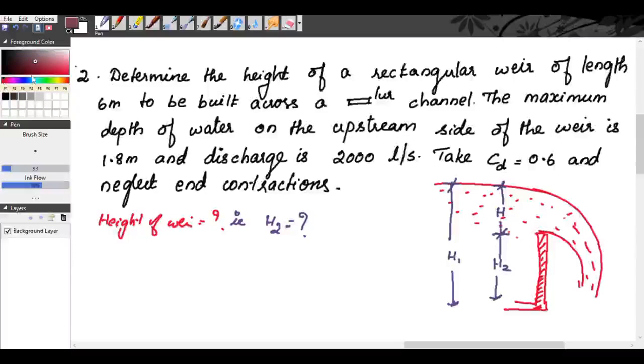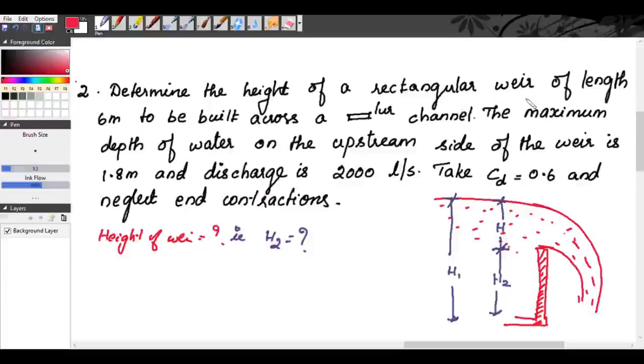So what else is given? So determine the height of a rectangular weir of length 6 meter. So length is given as 6 meter, to be built across a rectangular channel. So the channel is a rectangular channel. The maximum depth of water on the upstream side of the weir is 1.8 meter. See, maximum depth of water on the upstream side of the weir.